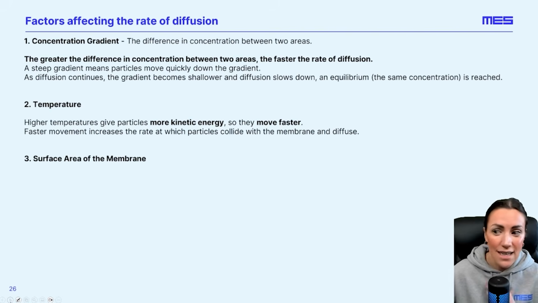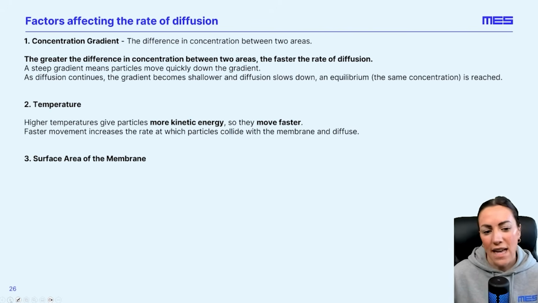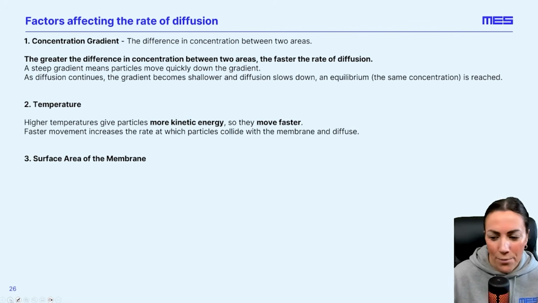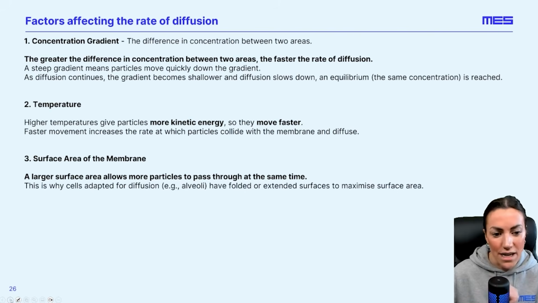The third factor is surface area. So if there is a membrane involved, which there often is in biology, remember there doesn't have to be for diffusion, but there often is in biology. If we've got a cell membrane, or the wall of the alveolus could be the surface area we're talking about, or the lining of the small intestine could be the surface area that we're talking about. The bigger the surface area, the more particles can pass through at the same time. So the bigger the surface area over which the particles are diffusing, the faster the rate of diffusion.